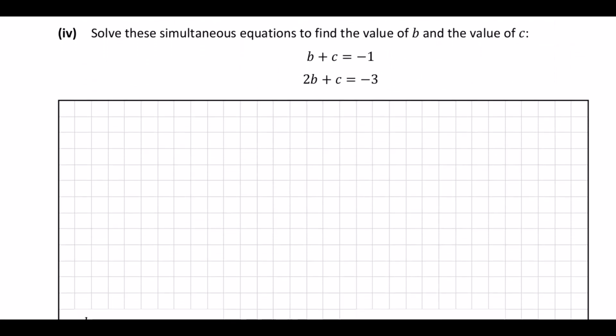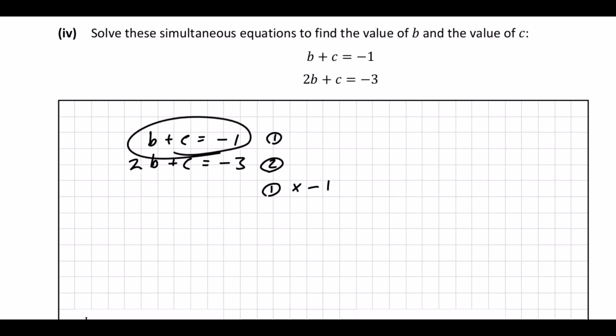Okay, so we've got to solve these now. So let's write them down. We've got b plus c is equal to minus 1. And we've got 2b plus c is equal to minus 3. I'm going to call this equation 1, this equation 2. I'm going to take equation 1 and I'm going to multiply it by minus 1. So if I multiply all these terms by minus 1, I'll get minus b, minus c, and then minus minus is plus, so plus 1.